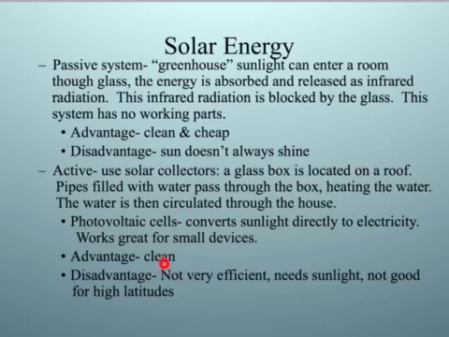An advantage of this is it's clean. A disadvantage is it's not very effective. You also need sunlight, so it's not going to work on cloudy days very well. And it's also not good for high latitudes, because areas of high latitude don't receive as much solar energy as a lower latitude would.